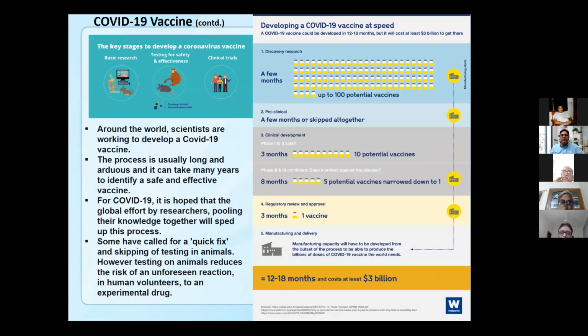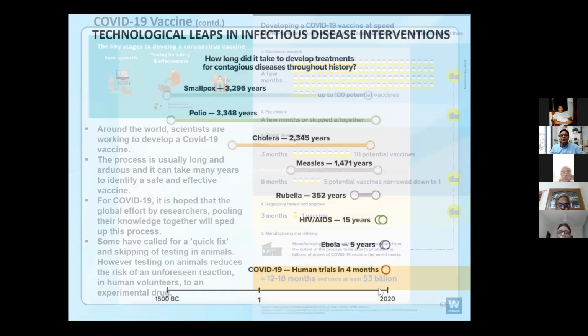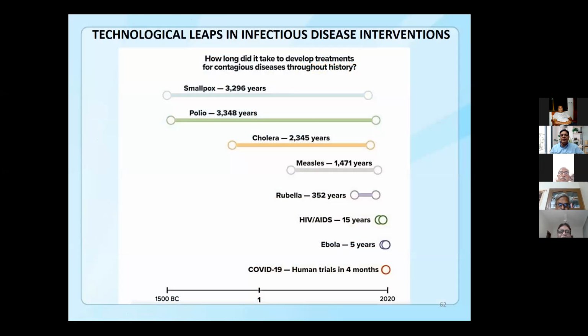But you see, there's also this picture which shows how quickly we can develop a COVID vaccine at speed. We have the discovery research stage, which is a few months, the preclinical stage, then the regulatory review and approval, 3 months. For one vaccine, it takes 12 to 18 months, and it costs at least $3 billion to produce a vaccine. But anyhow, the good thing is with COVID-19, we have seen technological leaps in infectious disease interventions.